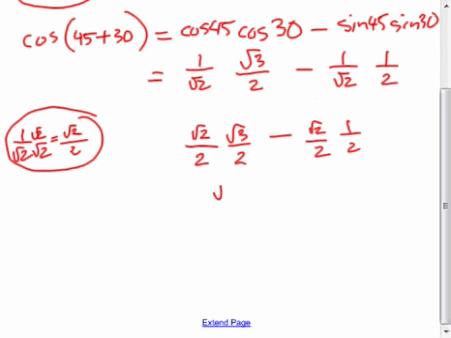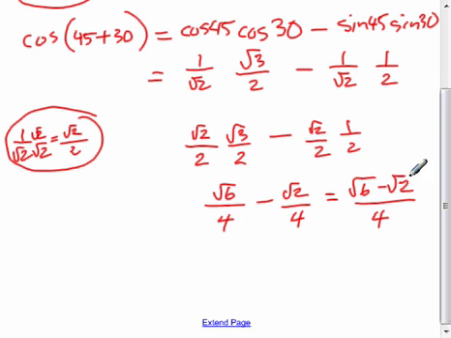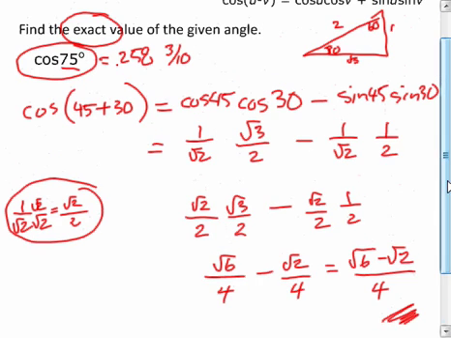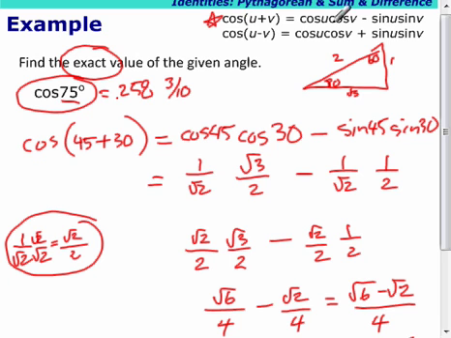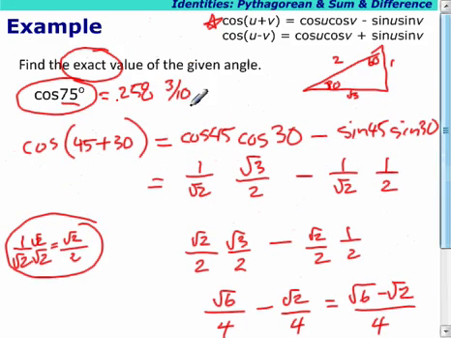So this root 2 times root 3 is root 6 over 4, minus root 2 over 4. They have a common denominator. I could simplify that by saying root 6 minus root 2, all over 4. That would be my exact value for the cosine of 75 degrees. And I used this sum identity of trigonometry to help me find that exact value.